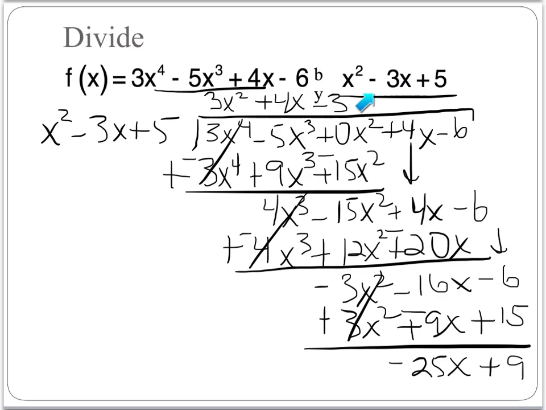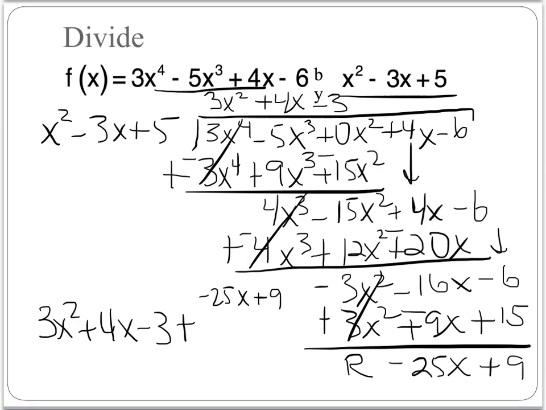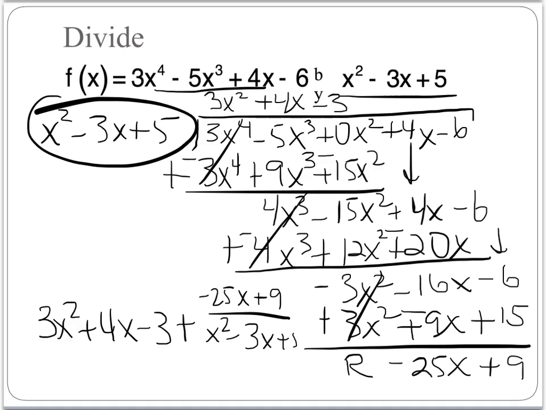Now you should notice that there is nothing that I can multiply x squared by to get 25x unless I multiply it times a fraction. So this is what we call our remainder. I remember in elementary school we would put an R there, or we can make it into a fraction. For polynomials, we want to change it into a fraction. So we end up with 3x squared plus 4x minus 3 plus this thing, negative 25x plus 9, all over what we were dividing by, which is this part right here. So we get x squared minus 3x plus 5.